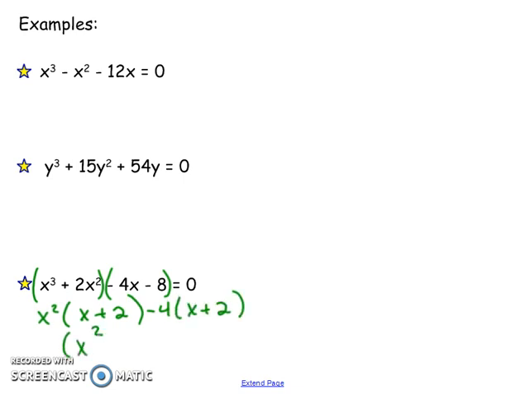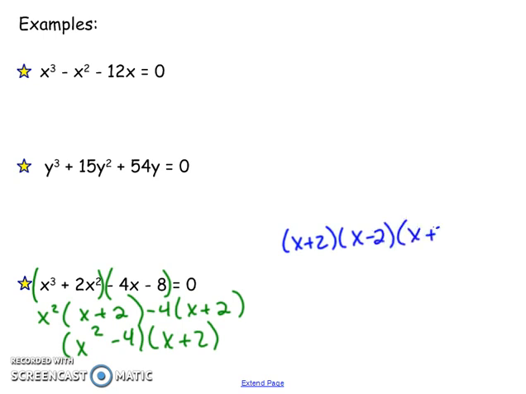Smush it together, so x squared minus 4, x plus 2. The x squared minus 4 we can rewrite as x plus 2 and x minus 2, because it's difference of squares. And then we have x plus 2. Set it to 0.